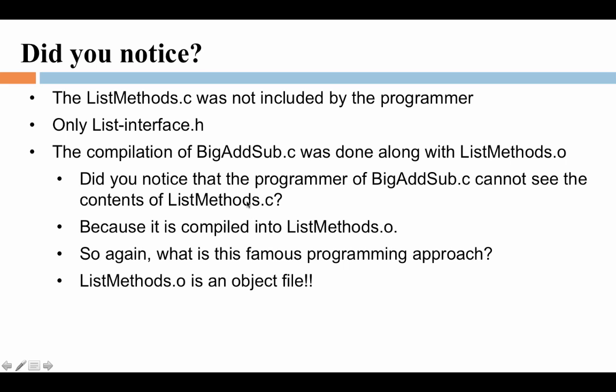Of course, I have access to list methods.c. If I wished, I could see them. But as a programming practice, a good programmer or a good group of programmers do not exchange the C files unnecessarily. They only exchange the .o files. Right? So again, for the third time in this course, I'm asking, what is this famous programming approach? Observe that list methods.o is called an object file.